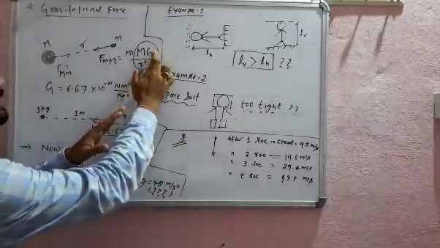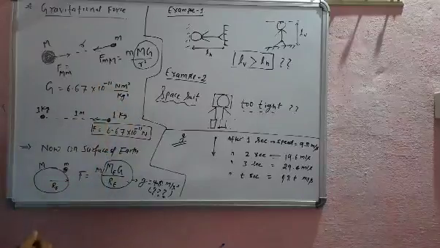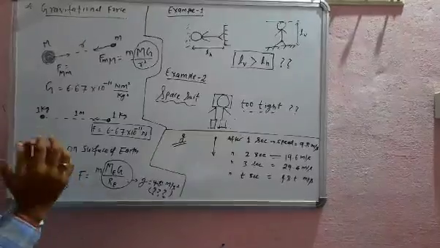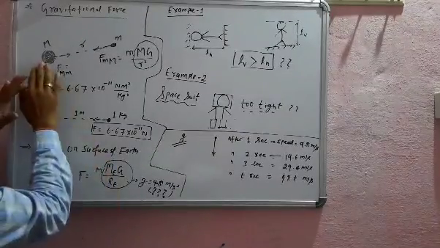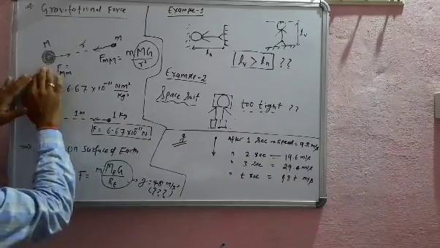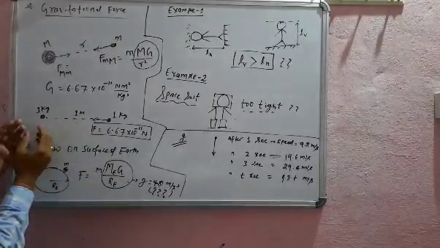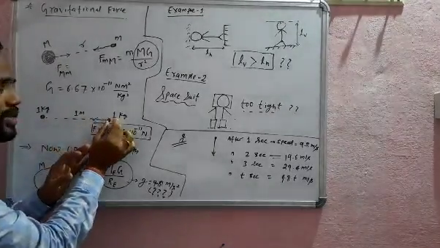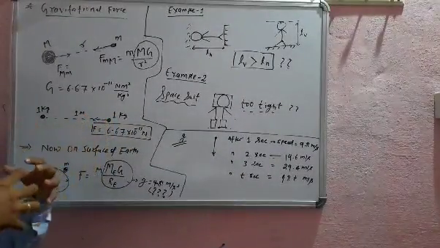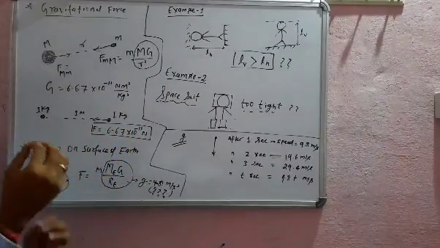Now what is the value of G? G is known as the gravitational constant, and its value is 6.67 into 10 to the power minus 11 Newton meter square per kg square. It is an extremely small value. Because of that small value of G, the heavier object does not visibly move toward the smaller object. Take an example: one body of 1 kg and another of 1 kg, separated by 1 meter. Then each object experiences an attractive force of 6.67 into 10 to the power minus 11 Newton. It's an extremely small value.